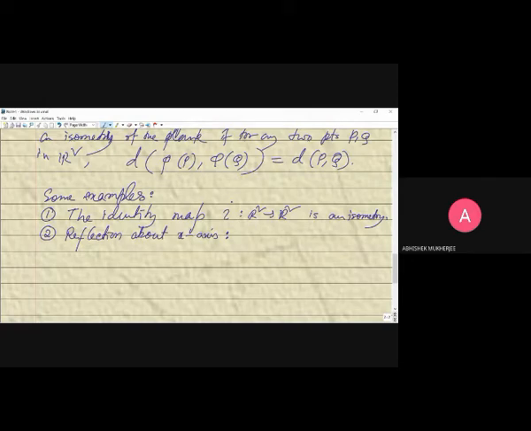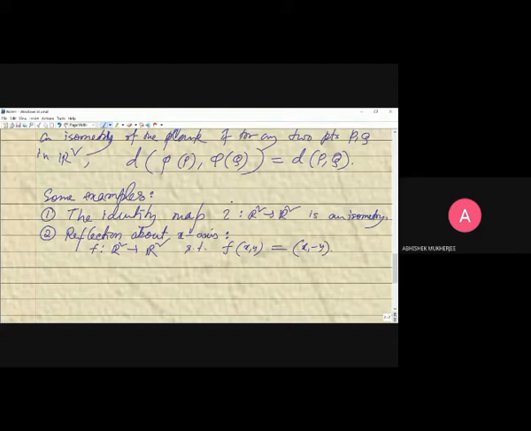That is the map f from R2 to R2 such that f of (x, y) goes to, it is reflection about x-axis, so (x, y) will go to (x, minus y), right? It is also an isometry.